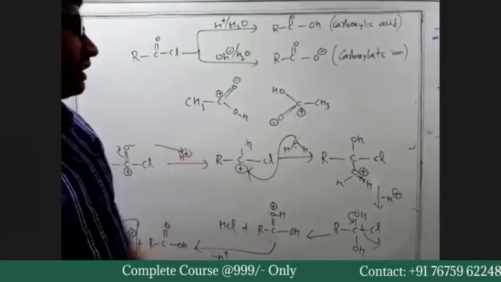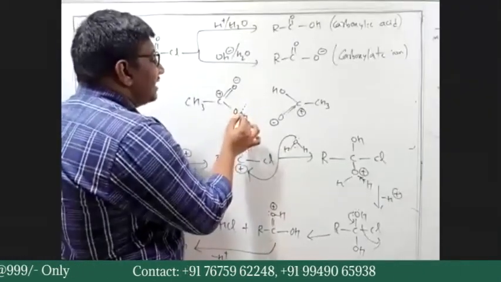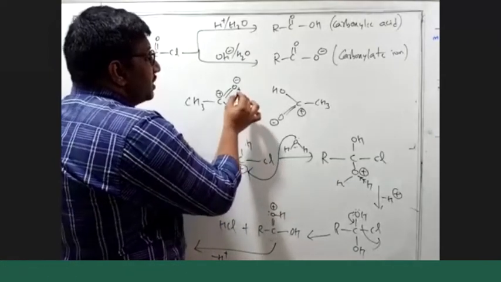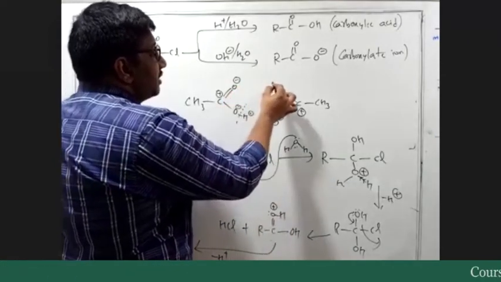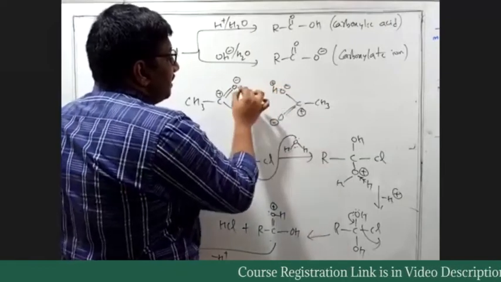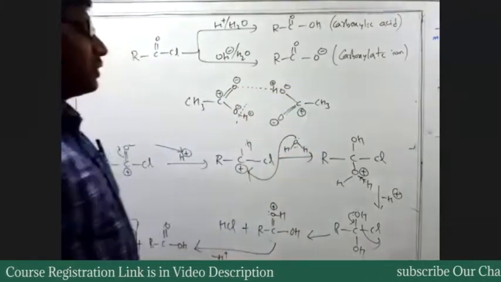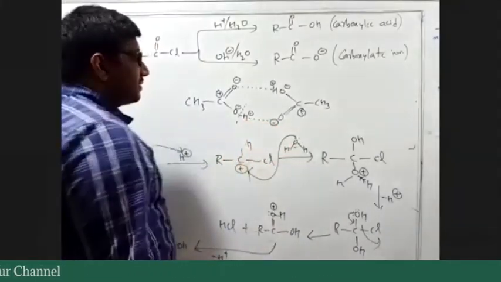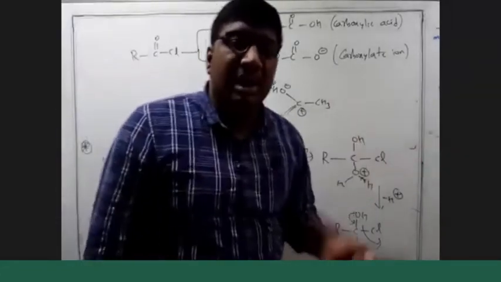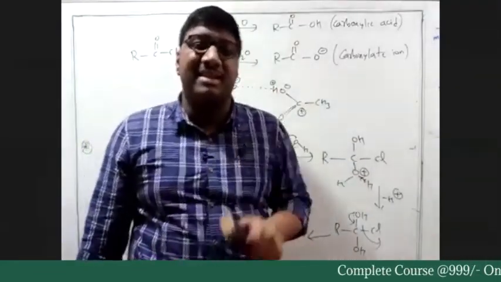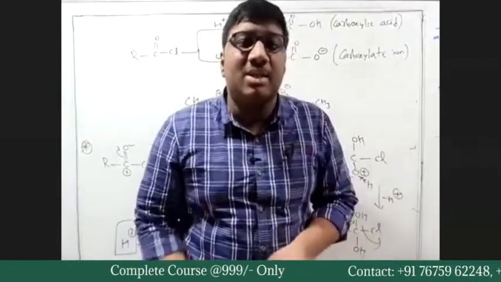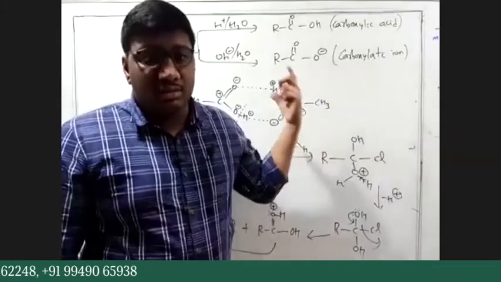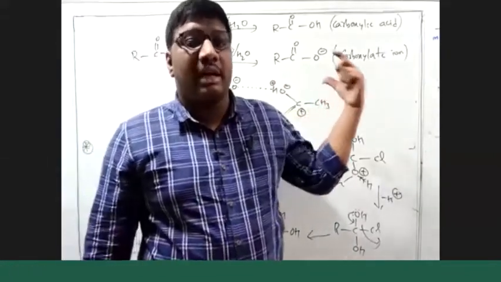Again, we have an OH bond here. In the OH bond also, oxygen has a slightly negative charge and hydrogen has a positive charge. So this negatively charged oxygen will have good interaction with this hydrogen, this H+. So when you take two molecules of acetic acid, that is CH3COOH, they have very strong intermolecular hydrogen bonding.